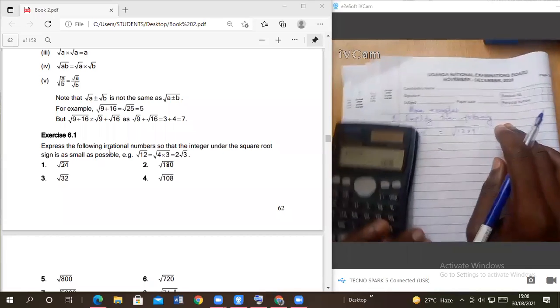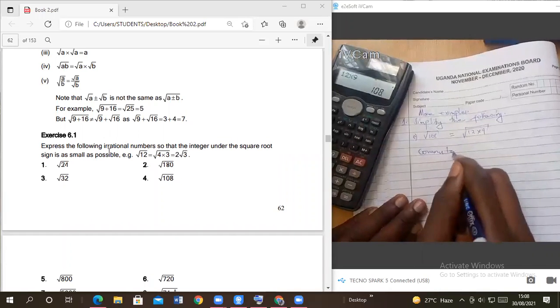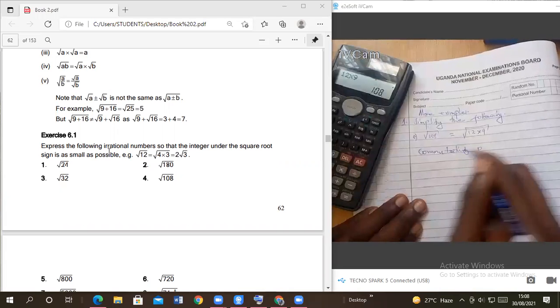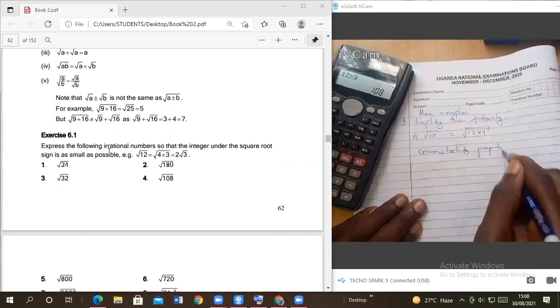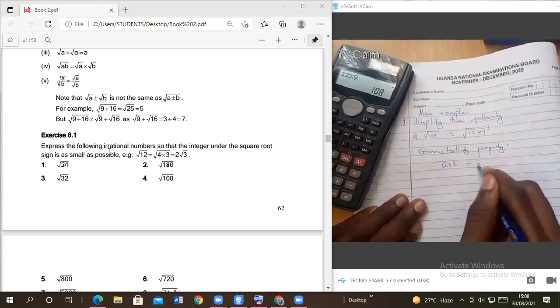Commutative. Now, when I talk of commutativity here, I mean, some of you are lost, commutativity properties of numbers. If I talk of commutativity, I mean a times b is the same as b times a.